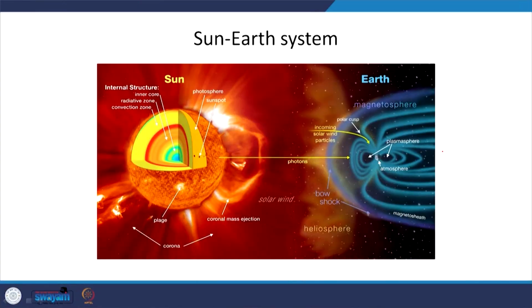Now we see the Sun in the Sun Earth system in its full details. What you see here is that the Sun has various regions inside it, a few regions on the surface and a few regions in the atmosphere. So, you have the interior here, you have the exterior, and you have the atmosphere.